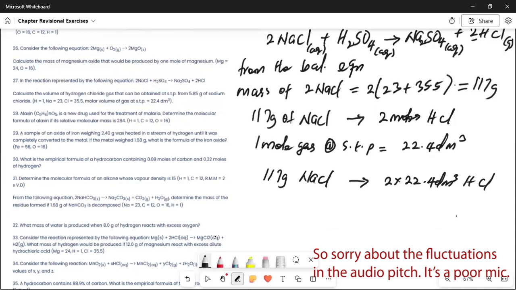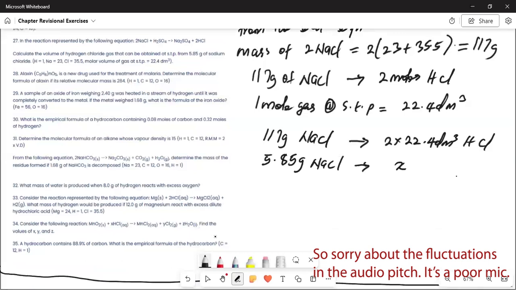5.85 gram of sodium chloride gives X. By proportion, we cross multiply. 117 times X is 117X equal to 5.85 times 44.8. That is 2 times 22.4, which is 44.8, right?